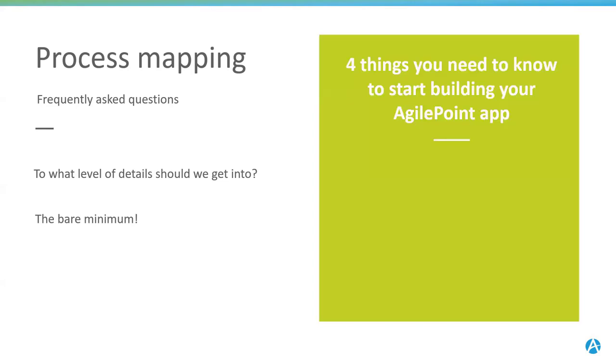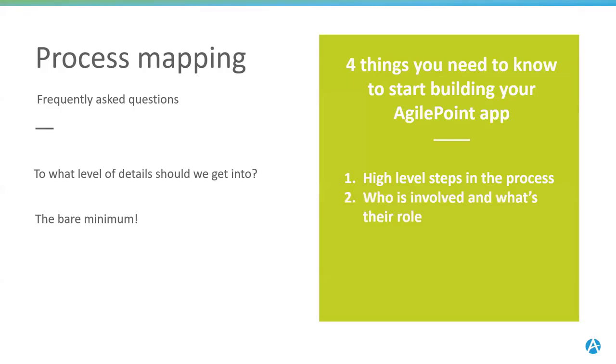The other common question is, to what level of detail should we get into? And the answer to that is the bare minimum. This is not about producing a work of art in Visio that has all the different steps and lots of details. There are 4 things that you need to know to start building your AgilePoint app. The first one is your high-level steps in the process. The second one, who's involved and what's their role, because that will have an impact on who's allowed to do what, and permissions.